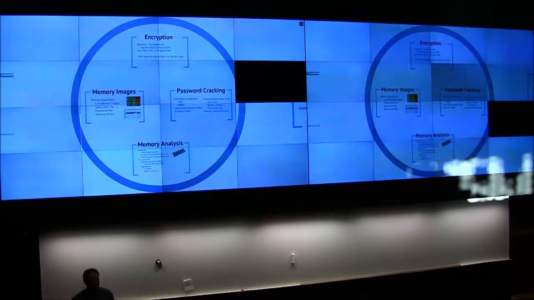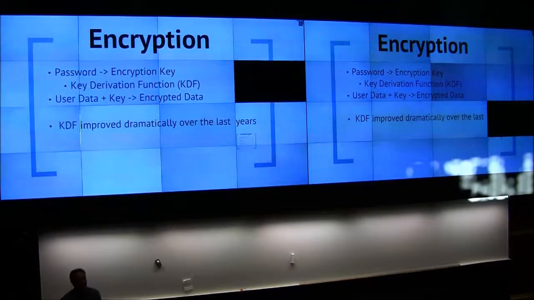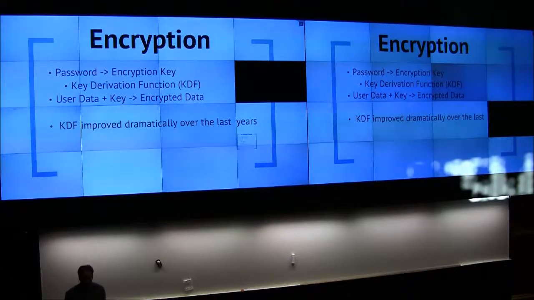A very short overview of the presentation: we'll talk about encryption in general, we'll talk about cracking passwords, and we'll see how memory images could help us in this task. So first of all, encryption. Nowadays, usually a password is taken, hopefully some random information like salt, and then a special function is applied to get an encryption key out of that. This function is called a key derivation function, or KDF for short.